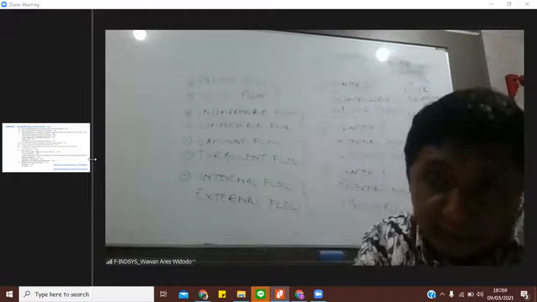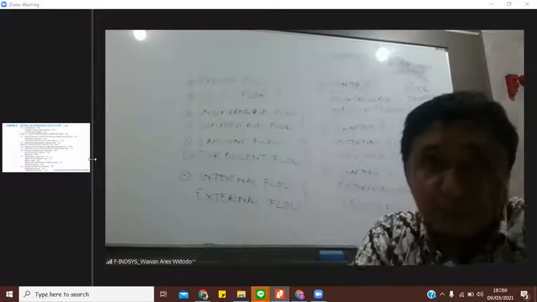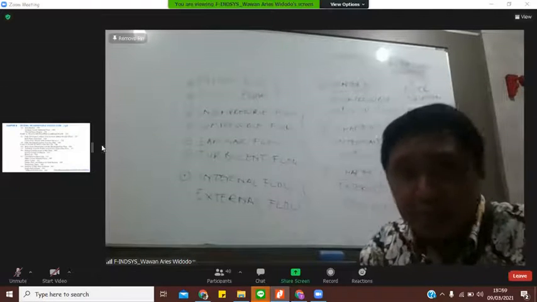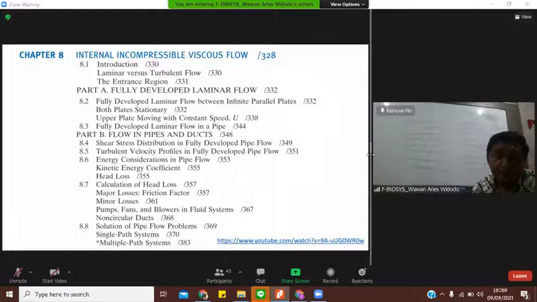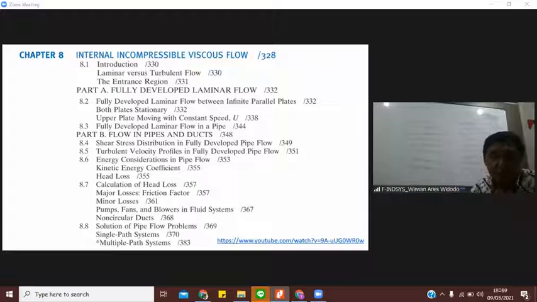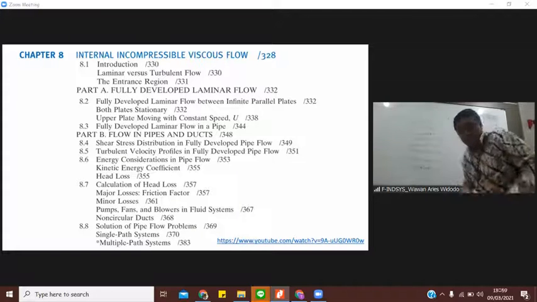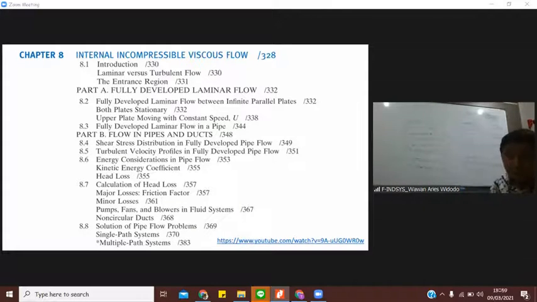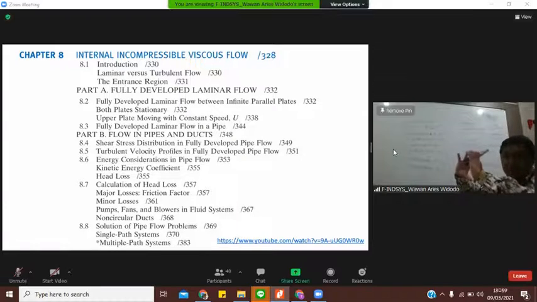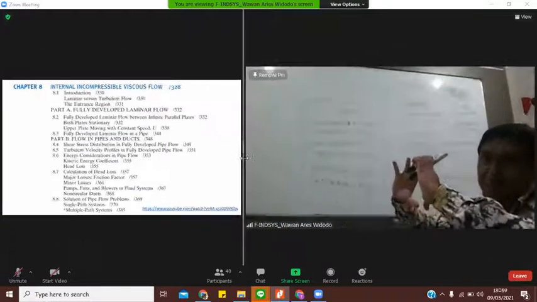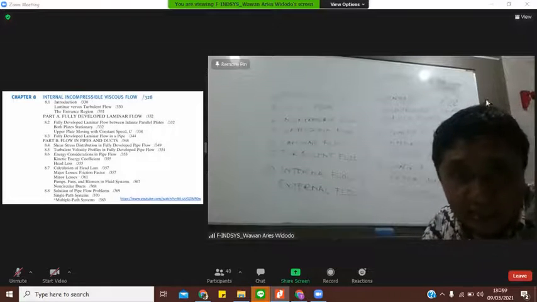After this, in chapter 8, we will discuss three parts: part A, part B, and part C. In part A, we talk about fully developed laminar flow, internal incompressible viscous flow. Internal, by definition, is fluid bounded by solid surfaces. Actually, we talk about the piping system.